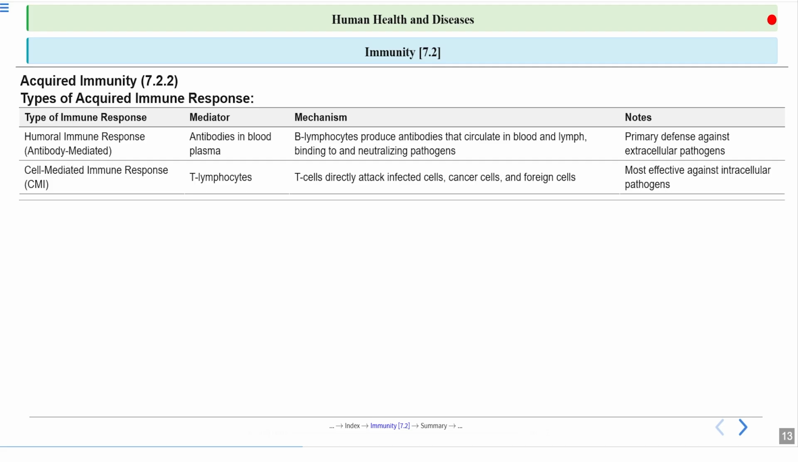And the cell-mediated response, or cell-mediated immunity, is mediated by T lymphocytes, where T cells directly attack and destroy infected cells, such as cancer cells and foreign cells, being more effective against intracellular pathogens. So you can see cell-mediated immunity is more effective against intracellular pathogens, and the humoral immune response provides protection against extracellular pathogens.